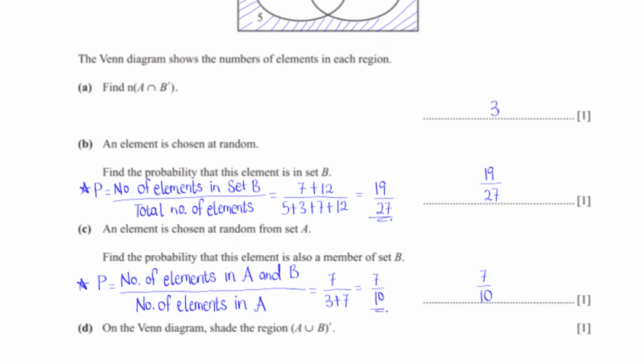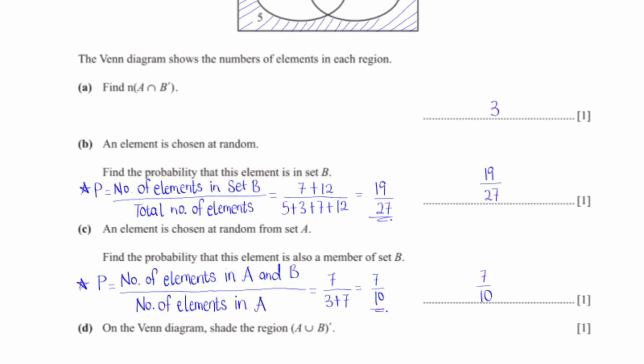An element is chosen at random. Find the probability that this element is in set B. So to find this probability, we need to find the number of elements in set B divided by the total number of elements. So the number of elements in set B is 7 plus 12, and the total number of elements is 5 plus 3 plus 7 plus 12. And so we get a probability of 19 over 27.